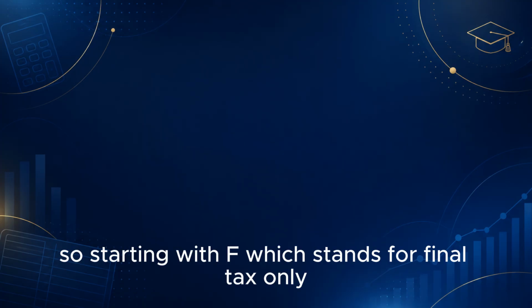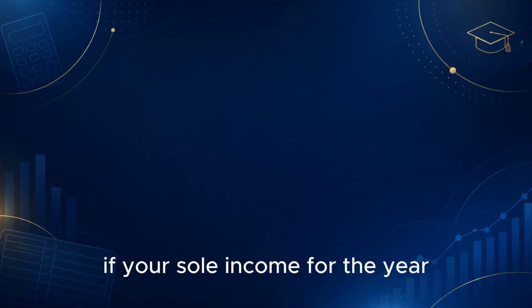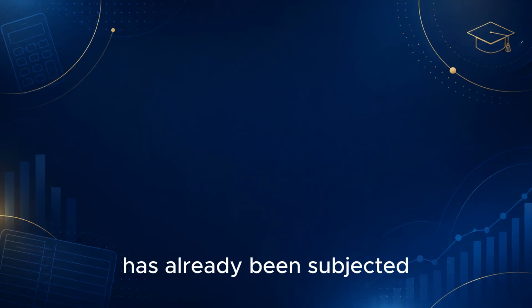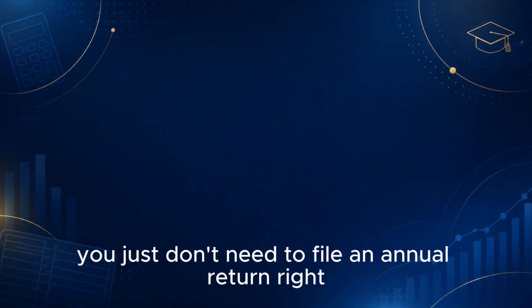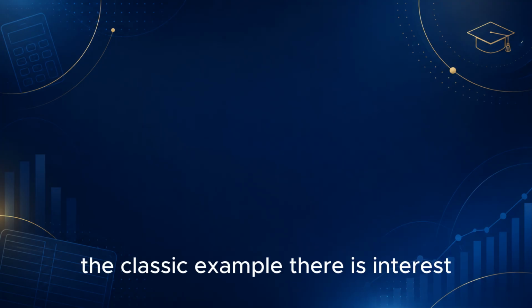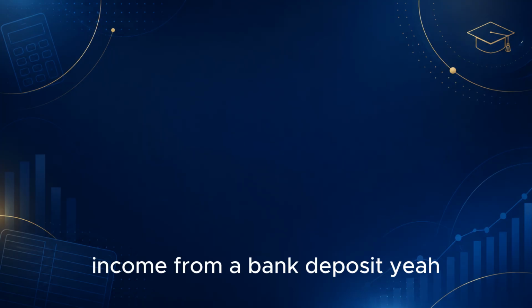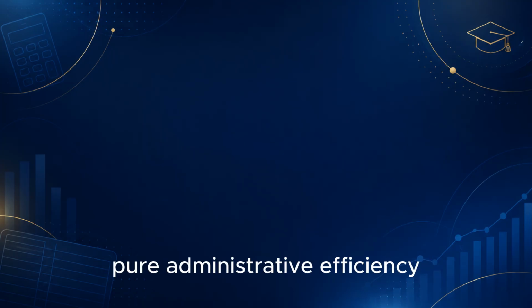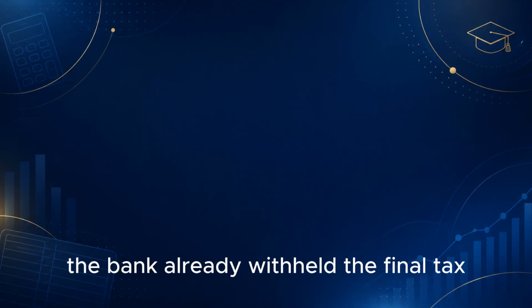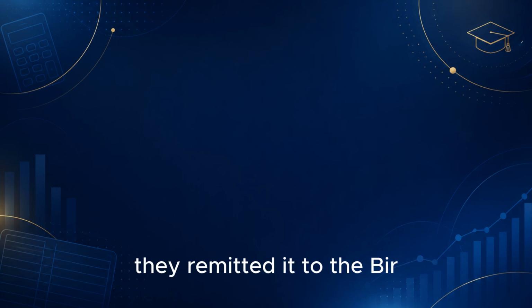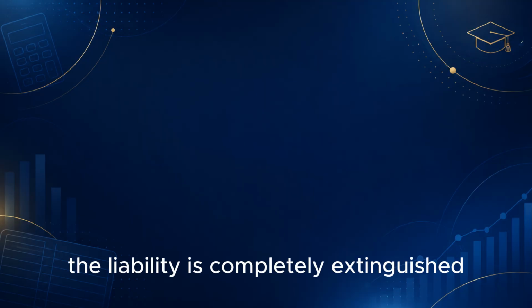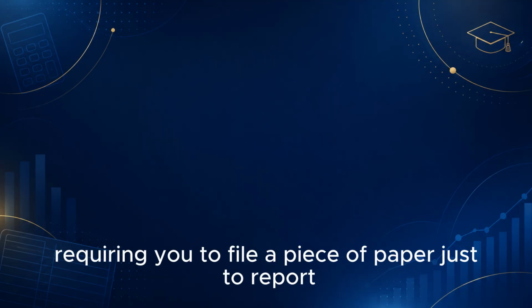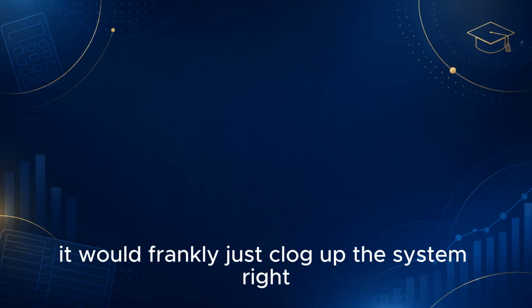Sounds good. So starting with F, which stands for final tax only. If your sole income for the year has already been subjected to a final withholding tax, you just don't need to file an annual return. Right, the classic example there is interest income from a bank deposit. Yeah. And the reasoning there is pure administrative efficiency. The bank already withheld the final tax, they remitted it to the BIR. So the government has its money, the liability is completely extinguished. Requiring you to file a piece of paper just to report it would, frankly, just clog up the system.